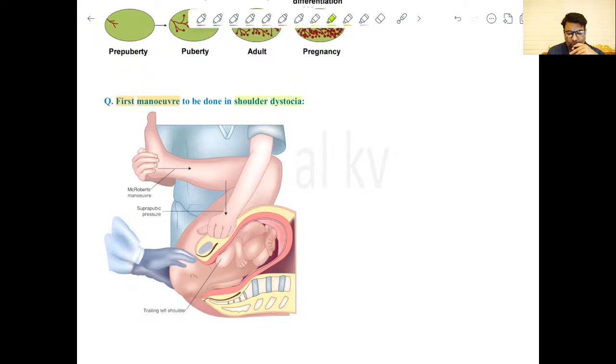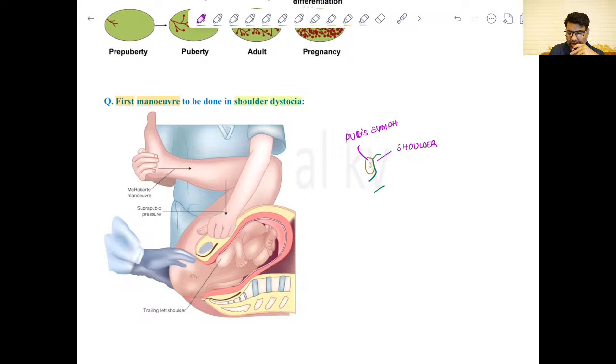Now there was one question about the first maneuver which has to be done in a case of shoulder dystocia. Before answering this, you should know what dystocia is. Dystocia is an arrest of labor because the shoulder has impacted behind the pubis symphysis. So suppose this is the pubis symphysis, the shoulder is somewhere here, and this is the neck of the baby. So the shoulder is impacted here.